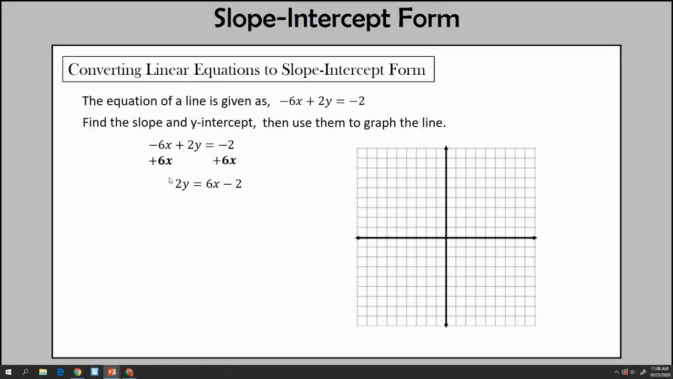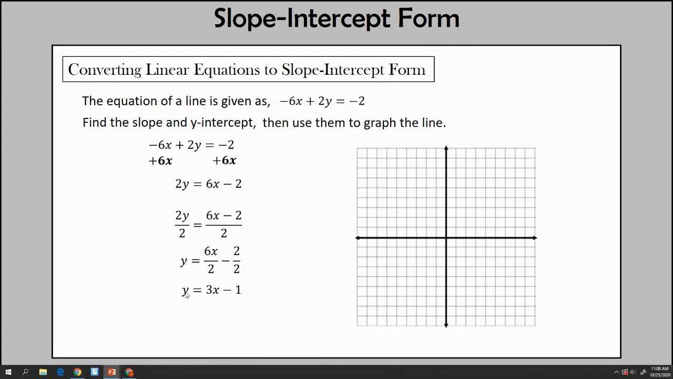Right now I want to make the coefficient of y become a 1. So when I have 2 multiplied by y and I want to make the 2 become a 1, I've got to divide by 2. Now remember, I'm going to divide the left side by 2, and I'm going to divide each of the terms on the right by 2. Over here, the 2's cancel and I get y. Over here, the fact that this difference, 6x minus 2, is divided by 2 means I divide each of these by a 2. So it's 6x over 2 minus 2 over 2. And now simplifying those, I'm going to get 3x minus 1. So now it's in slope-intercept form.